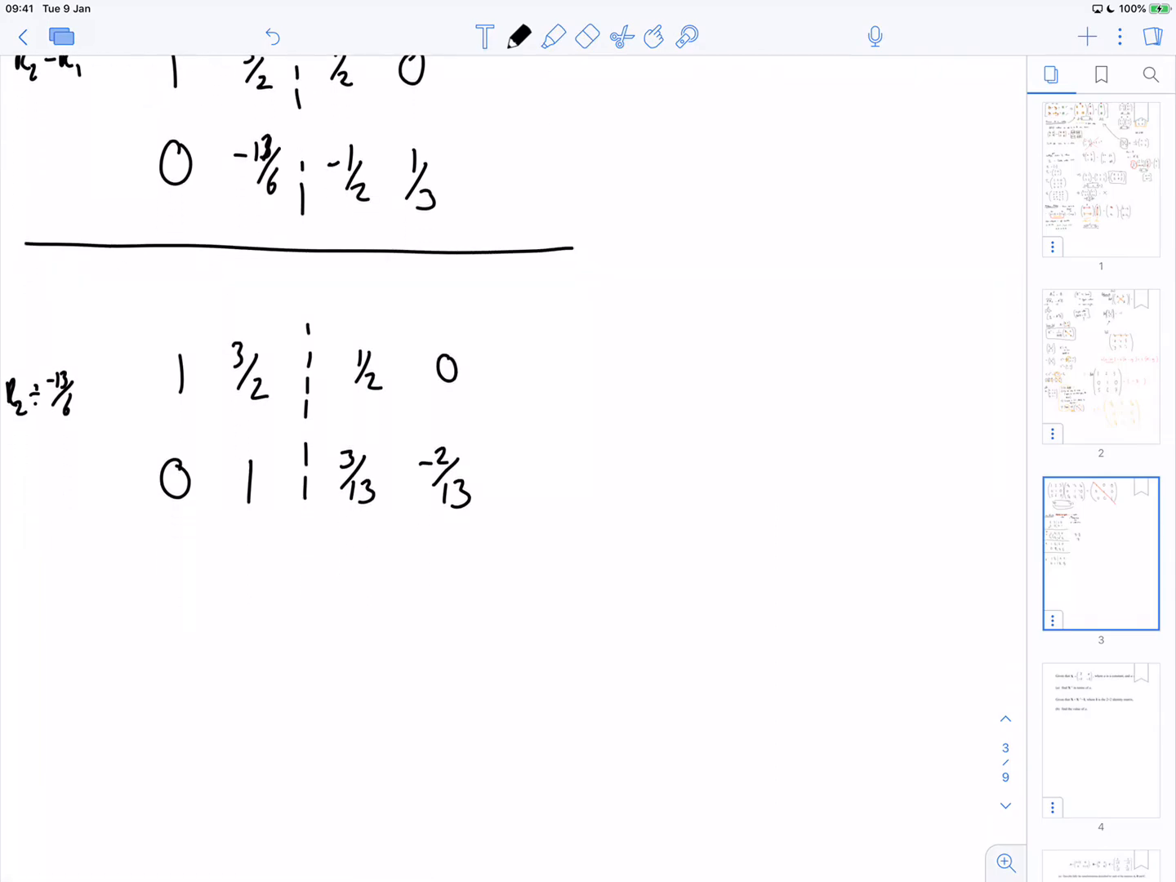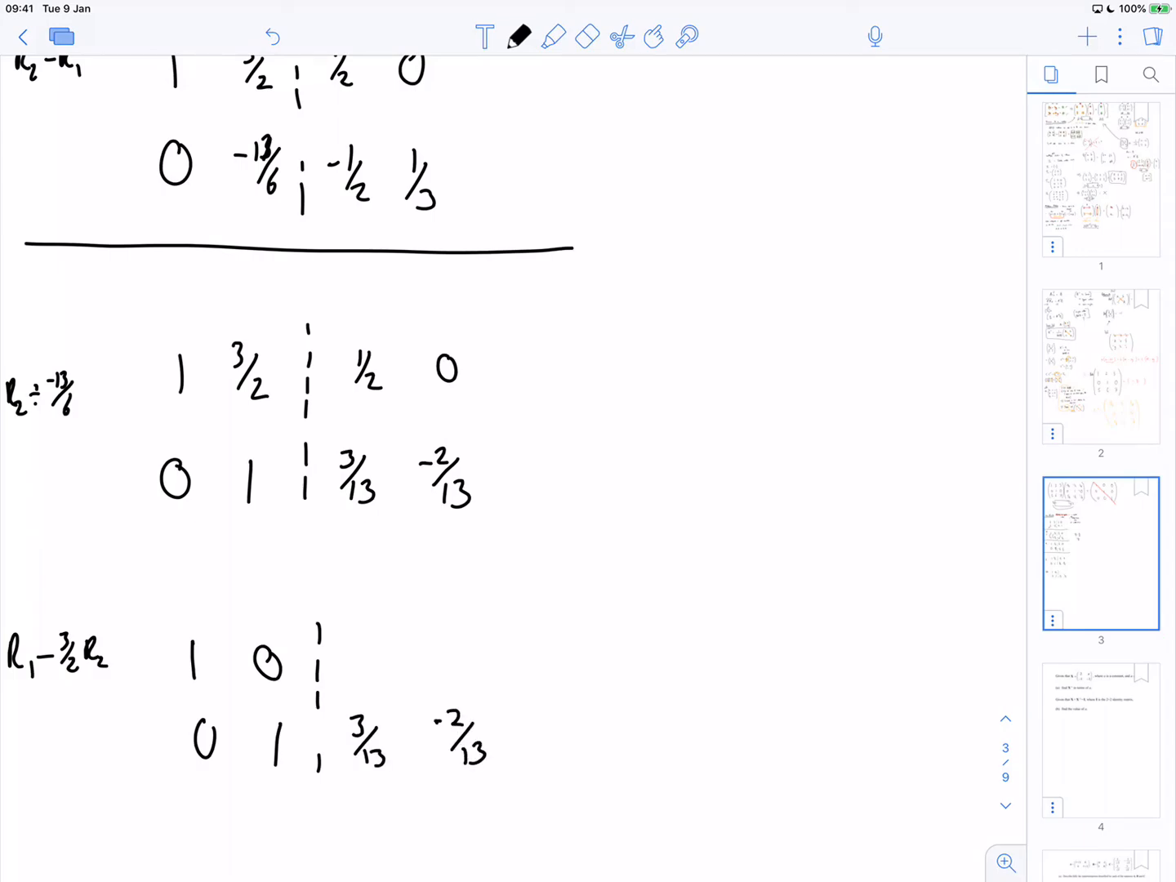Okay, now it's looking good. I've got most of it right. I just have to worry about this thing. But that's easy enough to do, because now all I have to do is row 1 minus 3/2 of row 2. And now I'll get 1, 0, 0, 1, which is what I wanted. The bottom row here is still 3/13, minus 2/13.